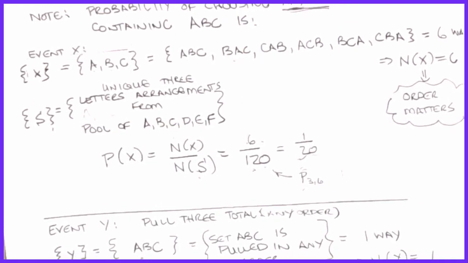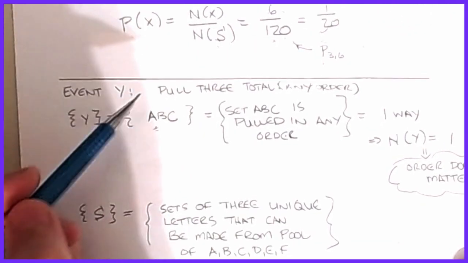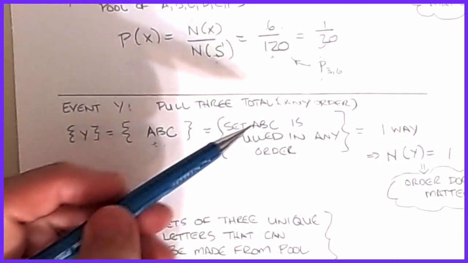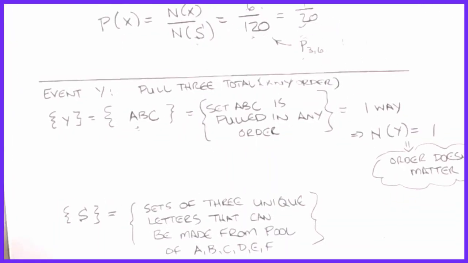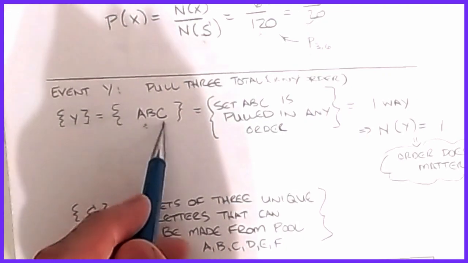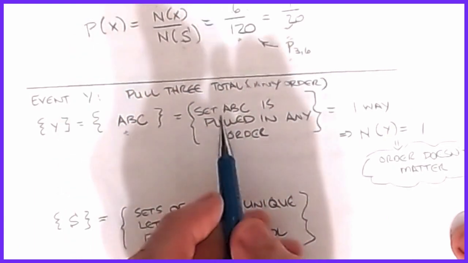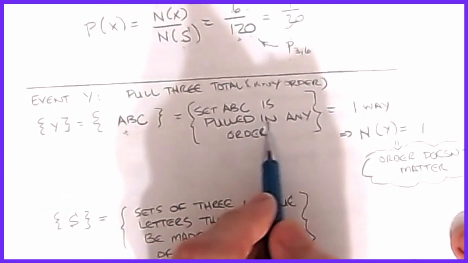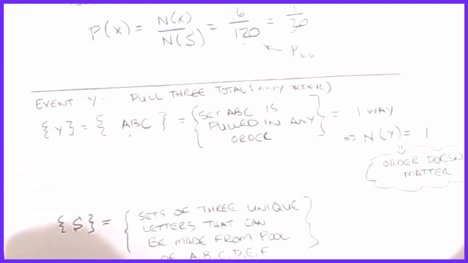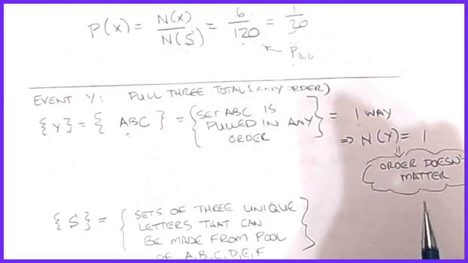Now this is kind of the same type of problem. Let's define an event Y where I pull 3 total in any order. It's basically the same problem, but we can also analyze this in a slightly different way. If I define Y as being the unique specific event of ABC where order doesn't matter, now we're talking about a combination problem. And so set ABC is pulled basically in any order. There's only one way that I can get the ABC when I put all those groupings together, to get the letters A, B, and C on a pull, regardless of the order. So the order doesn't matter.